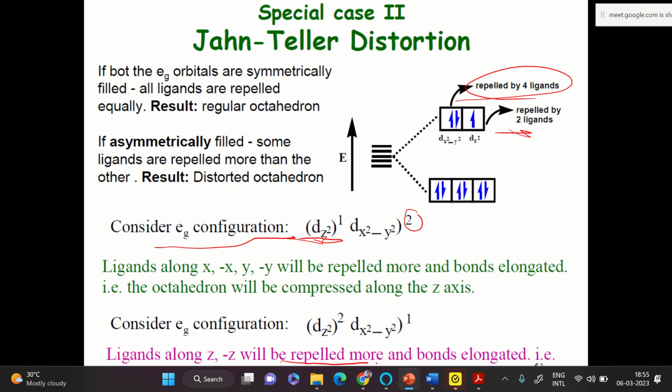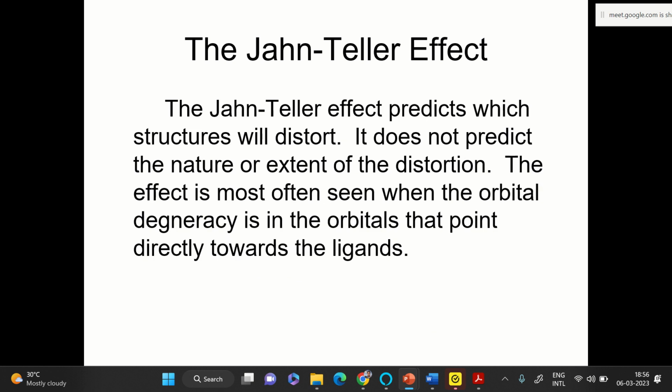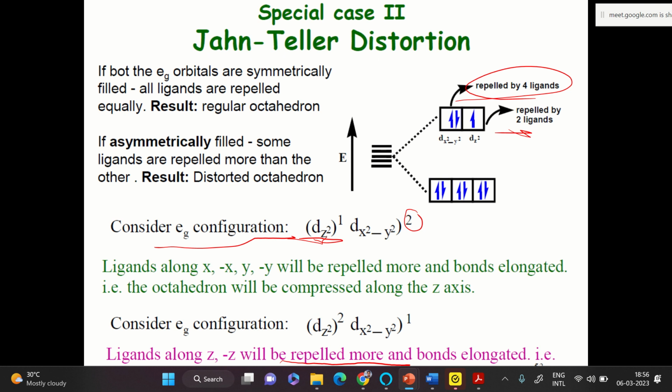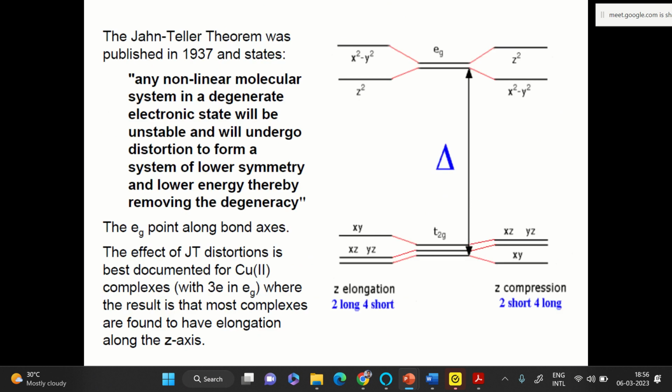So usually it turns out that placing 2 electrons in dz square is the better situation, and this kind of effect will be found whenever there is asymmetric filling of these orbitals. Something is repelled more than the other. In one situation there is greater repulsion, in the other there is less repulsion due to the ligands, and then it will result in a distorted octahedron, either by elongation of Z. Z elongation is the more common one that has been found. The Z elongation is this one, when the Z drops down.